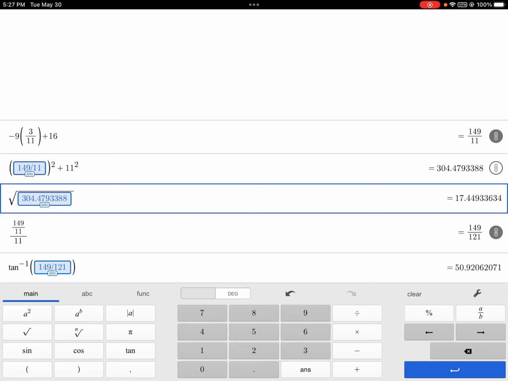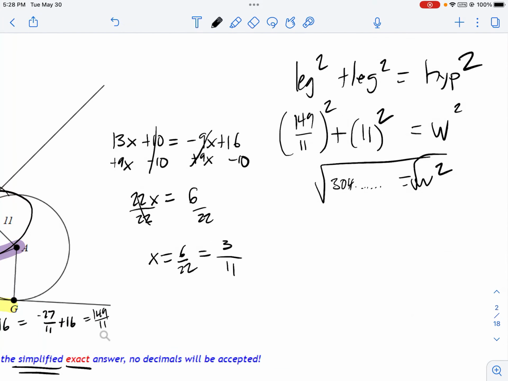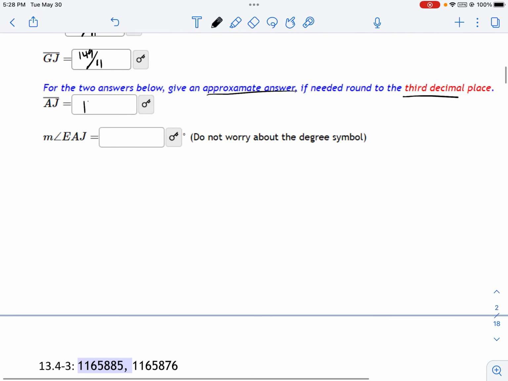Now notice I'm using the entire decimal as far as my calculator will give me for that square root. Do not round off your answer too early. Okay, this is going to be a little finicky on rounding. Make sure you don't round to the end. So 17.449 is going to be our answer for this one.